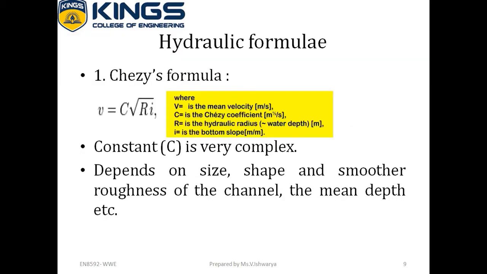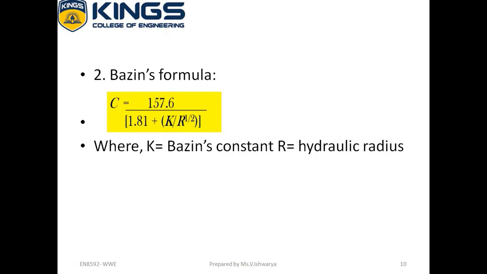So in order to find this velocity, we have hydraulic formulas. Very important one, first one is Chezy's formula. In order to find the velocity, we have the formula V is equal to C root of R i, where V means velocity, C means Chezy's constant, root of R means hydraulic mean depth or hydraulic radius, and i means bottom slope. So here we are going to find only C.